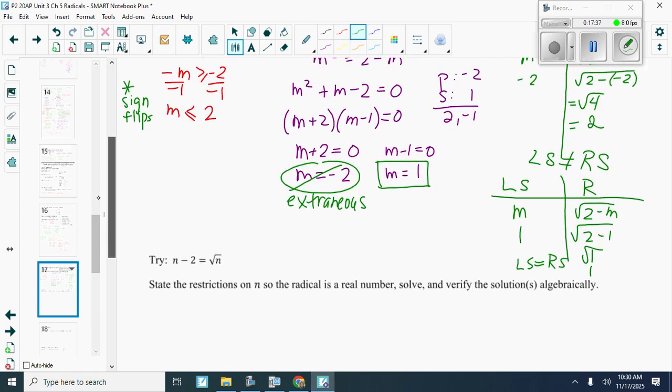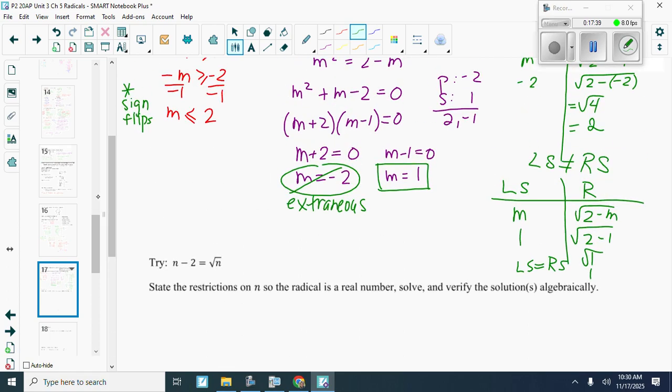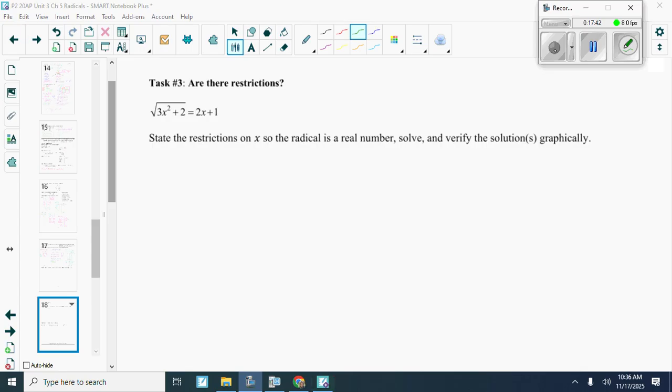Okay, n minus 2 is equal to -n. Okay, I'll move over on the board. As we look at this one, the question says, are there restrictions? Okay, what do you think? Any restrictions?